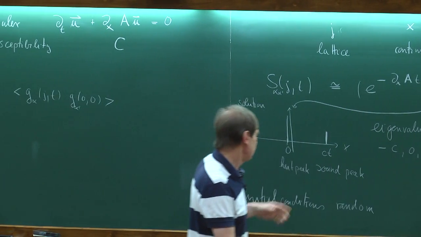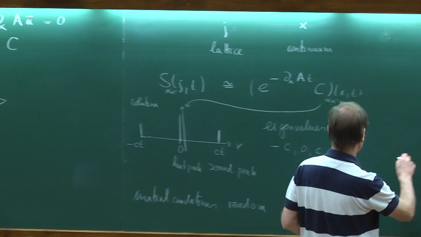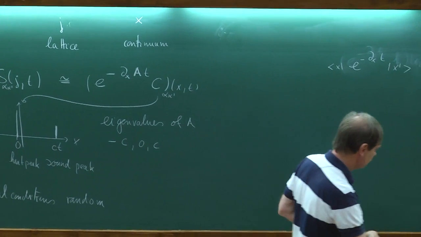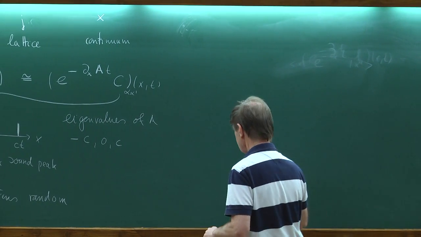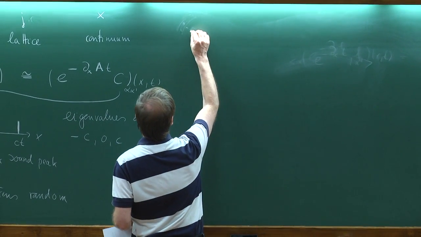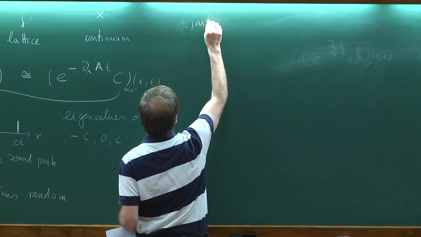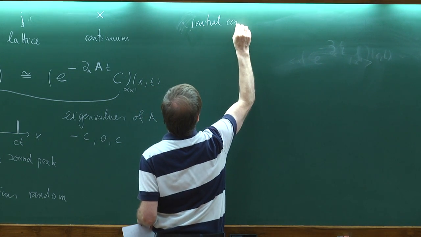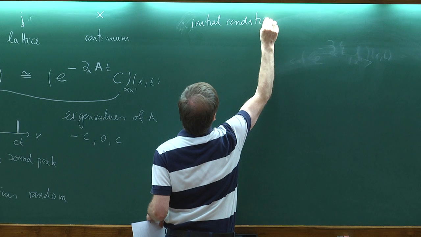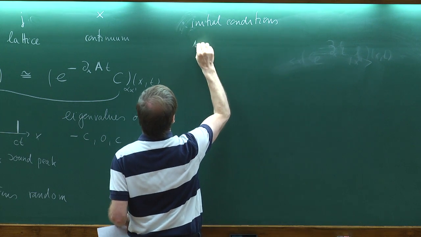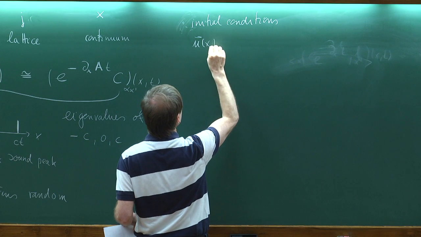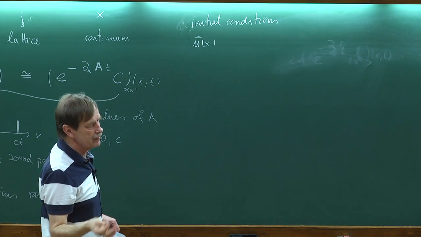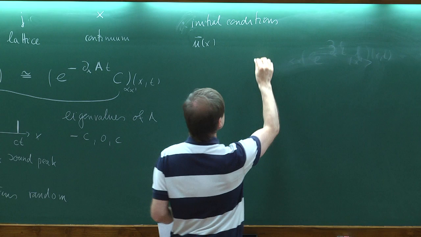So let's give some name to this. Yeah, I should have thought about this. Let's do this more clearly. So I have initial conditions, u, a vector as a function of x. I leave out the argument t, just to indicate that that's the initial condition. Well, this will be white noise.